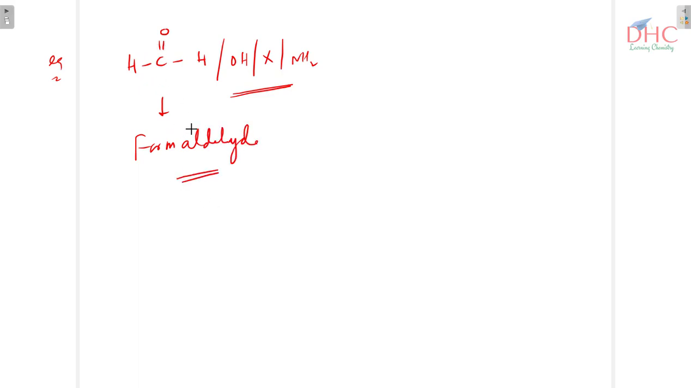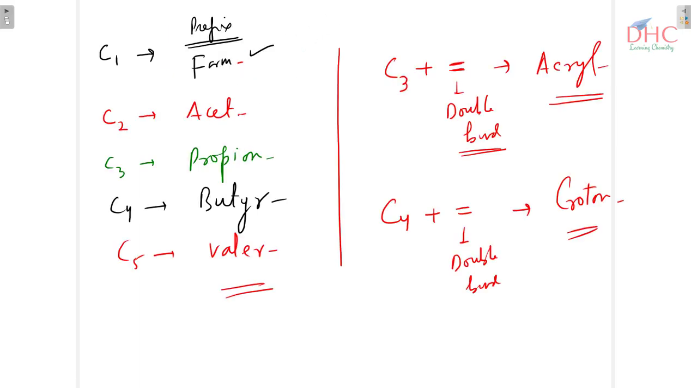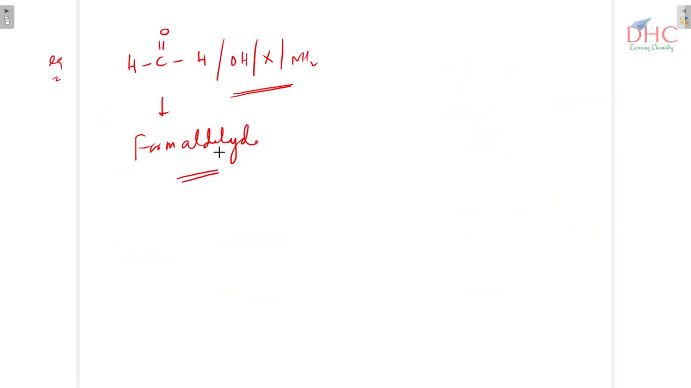So why did the name formaldehyde come? Because this is an aldehyde group, so aldehyde came as the suffix, and there is 1 carbon only. For 1 carbon you have the prefix form, so the name of the compound is formaldehyde. Formaldehyde is the name of the compound.